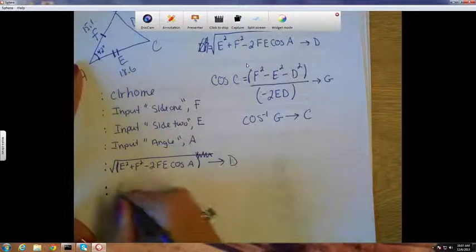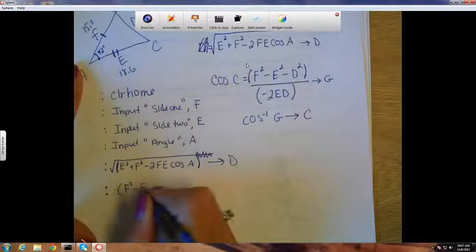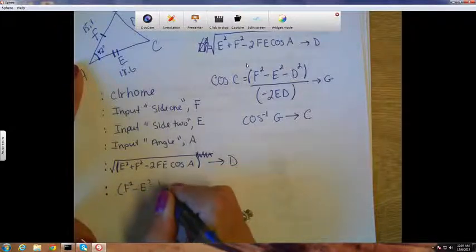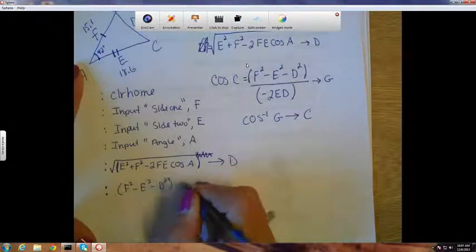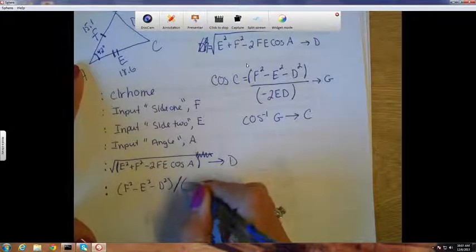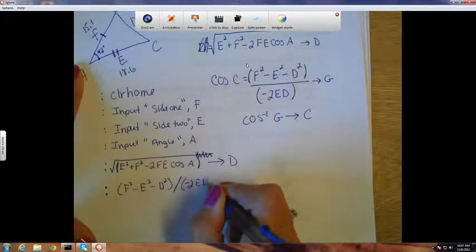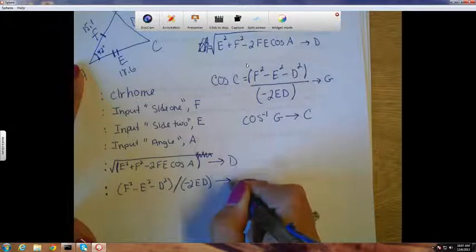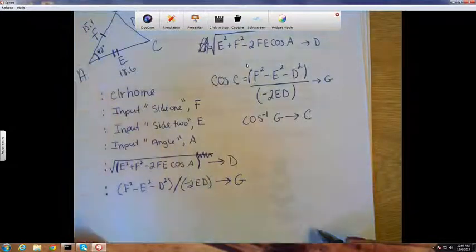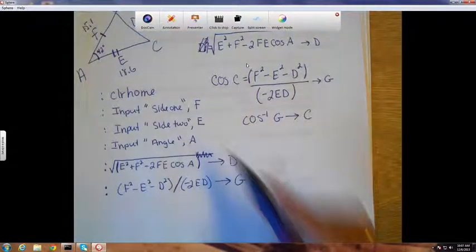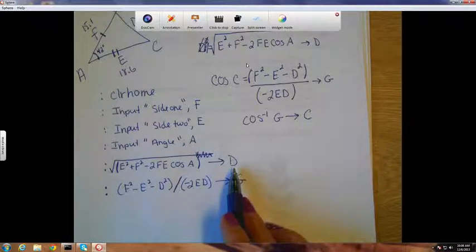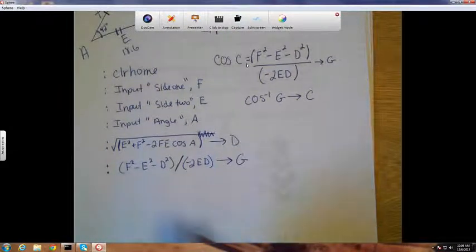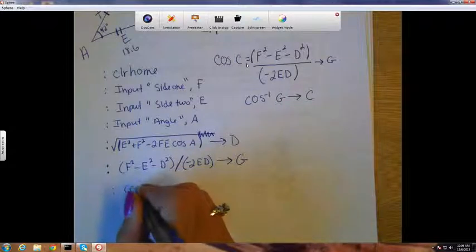So F squared... when I chose G, that was just very random. It can be any cell you want, except for the ones where, like D, you don't want to put it in place of D, because that's one of your answers. And then inverse cosine. Finish this up.